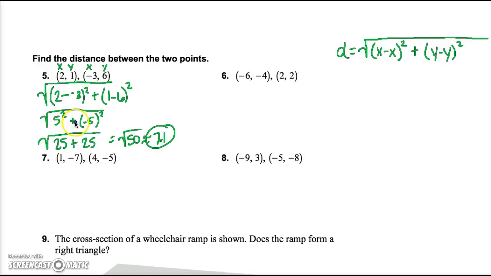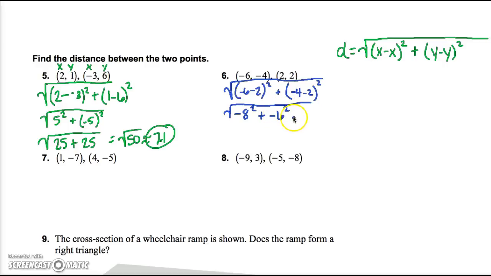Okay, let's look at number 6. We're going to do the same thing. Take the square root of all this. Subtract your x's. So negative 6 minus 2, squared. Plus, then subtract your y's. Negative 4 minus 2. And then square that. Parentheses always come first. So negative 6 minus 2 is negative 8, squared, plus negative 4 minus 2 is negative 6, squared.